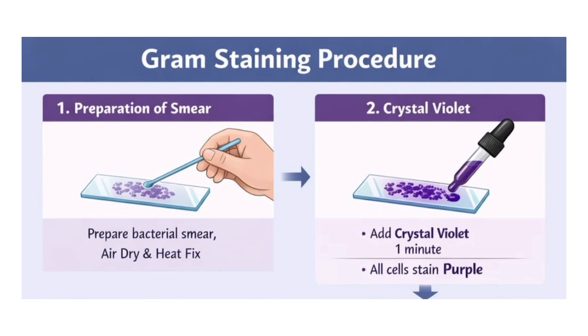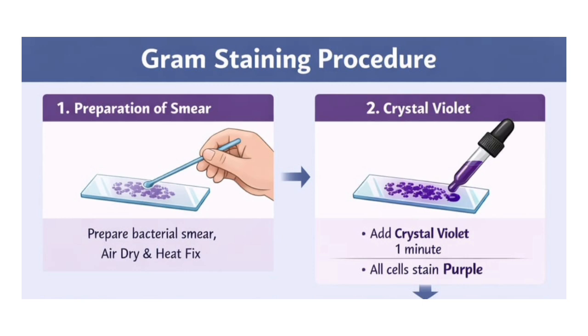Next step is heat fixation. Pass the dried slide quickly through the flame 2-3 times. The main purpose of heat fixation is to kill the bacteria and to fix the cells to the slide to preserve the cell morphology. But one point should be remembered, we have to avoid overheating, otherwise the cells will be distorted.